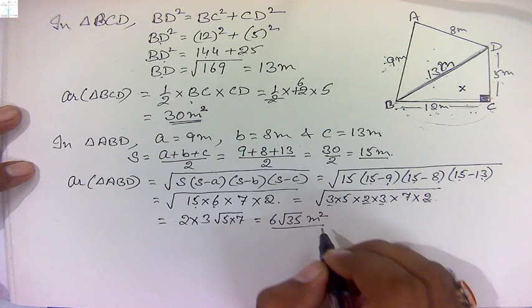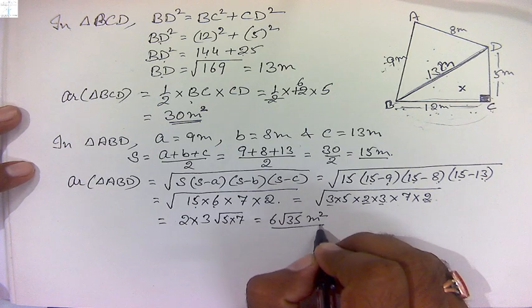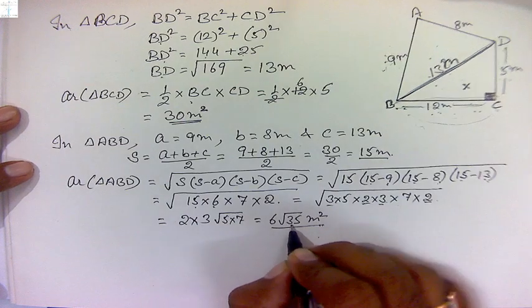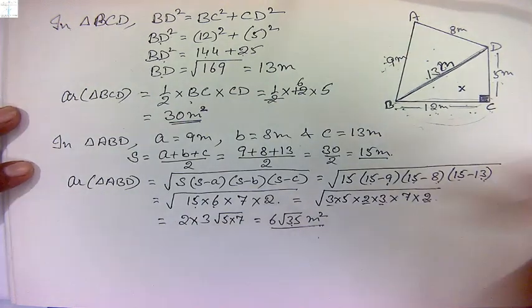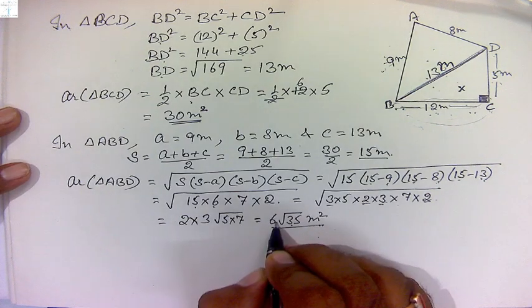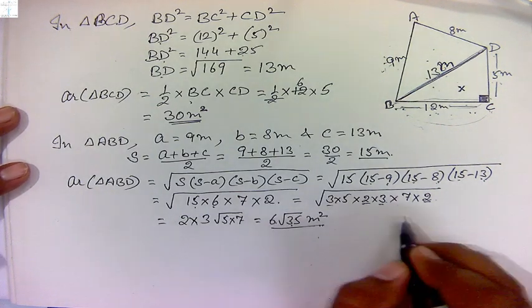Now this is the area of triangle ABD, and if you want, you can further do it, that is, you find the square root of 35, and then multiply it with 6. It can be done.